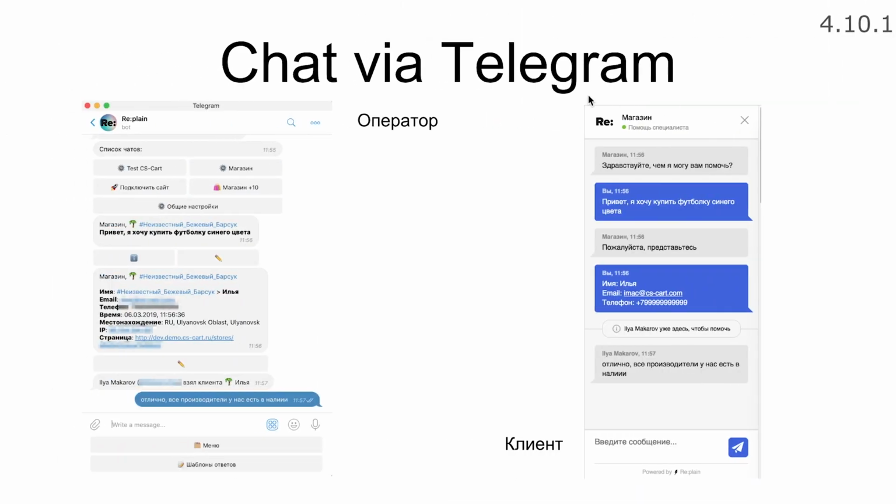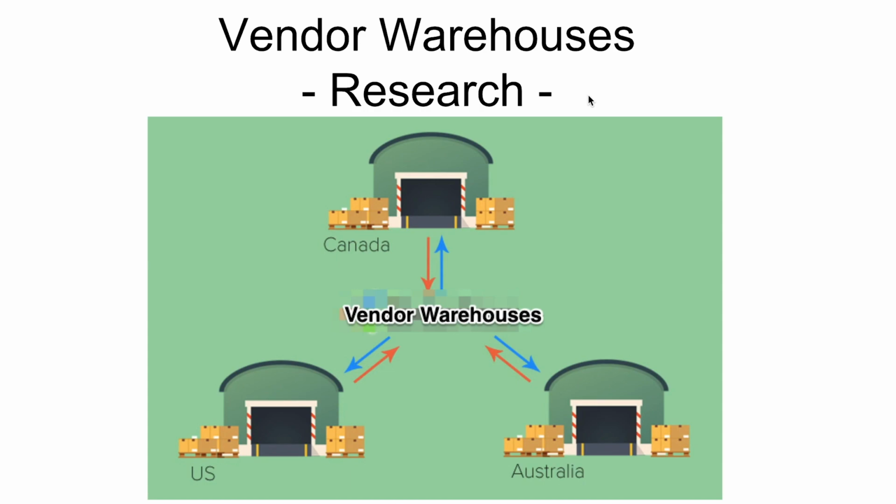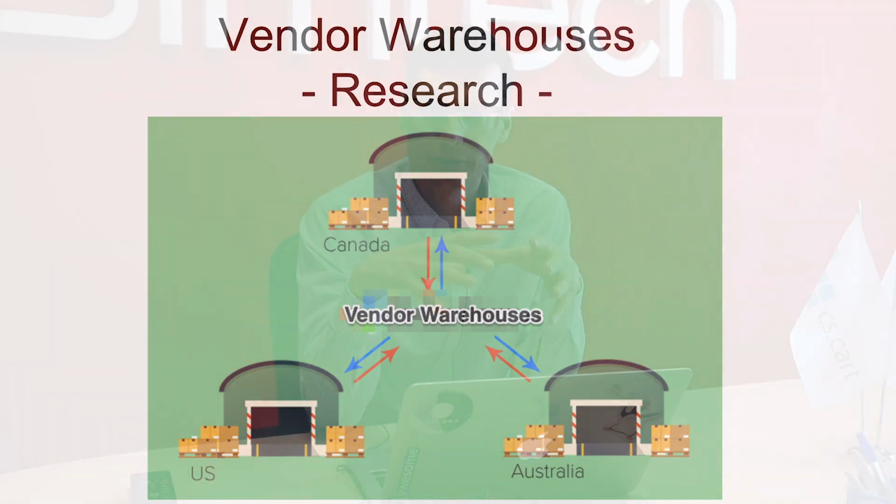Let's continue. So two features that we researched for the last month. So it's not included in multi-vendor yet. We just made some research and are trying to understand what the possible solution is. So the first thing is vendor warehouses. What is it about? For example, you have a vendor. It creates, I don't know, for example, pens.